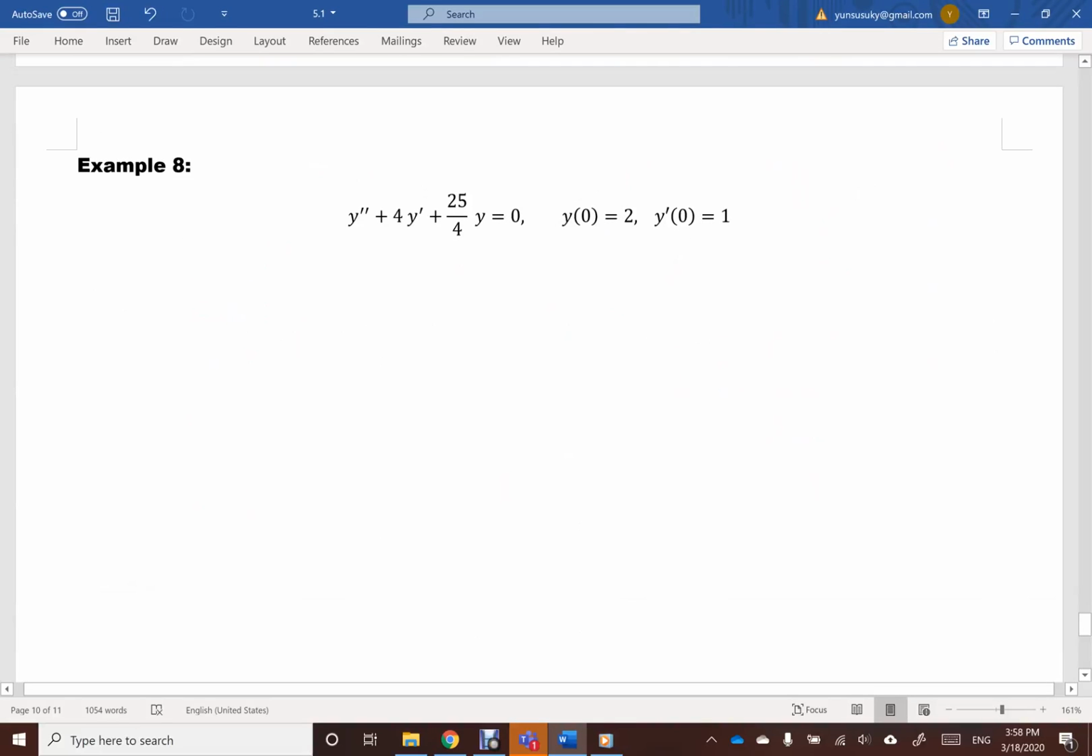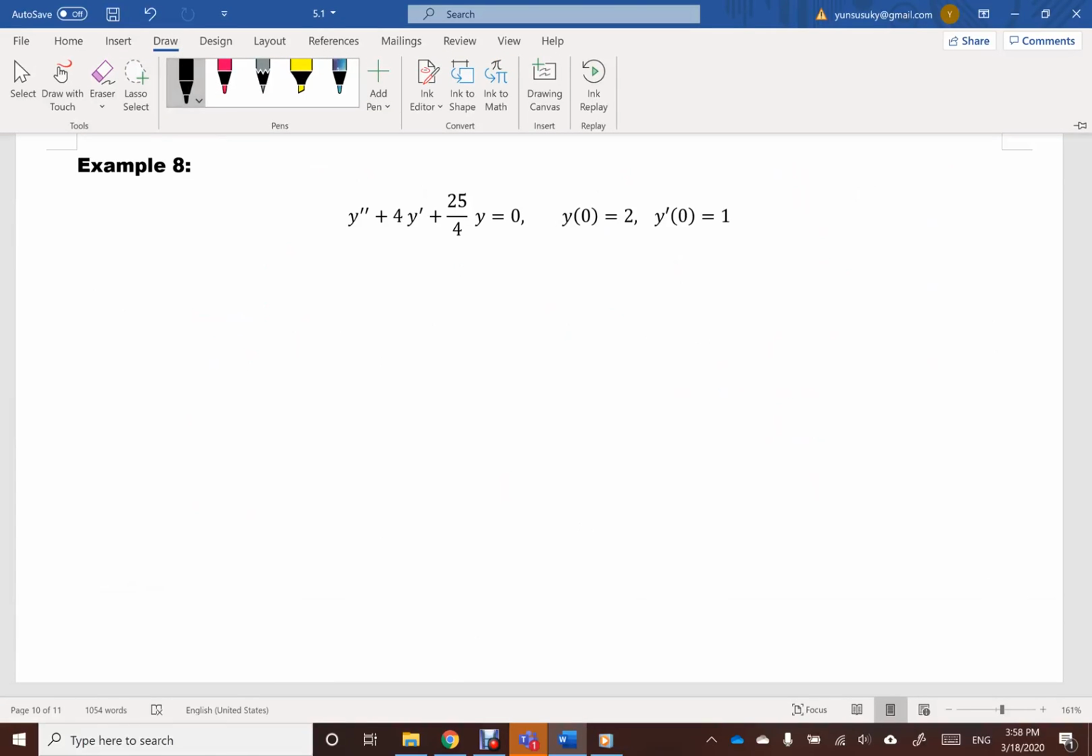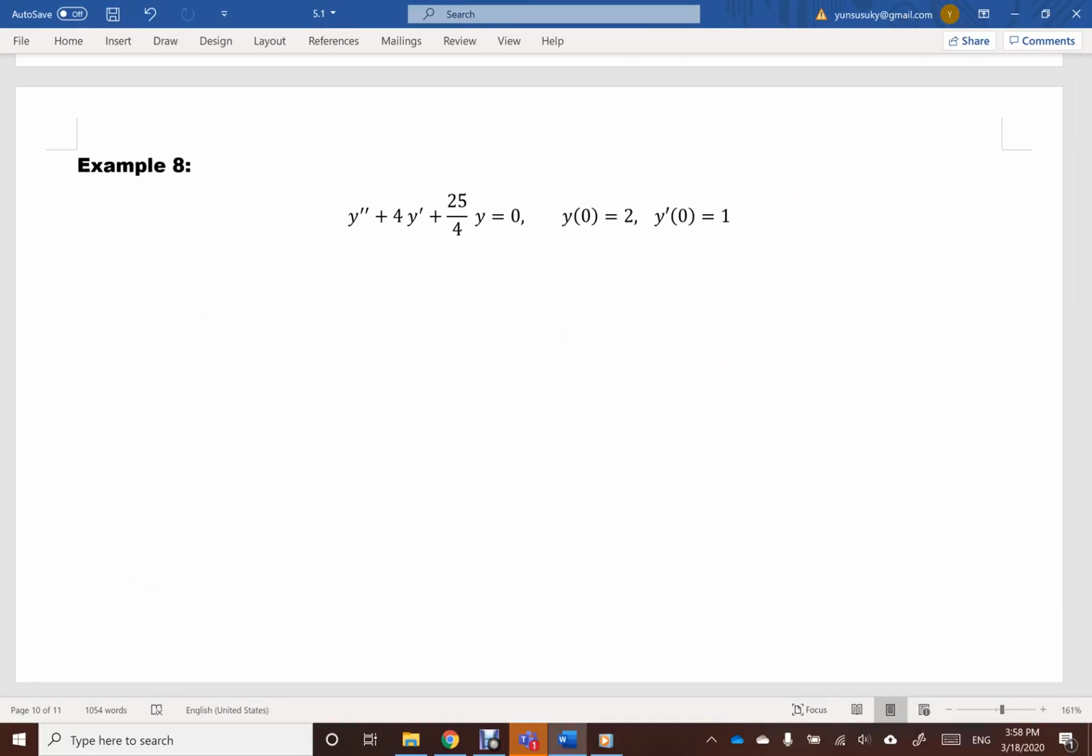Okay, let's compute this example. Alright, let me get my black color here. Okay, so first of all, I don't want to see the fraction. Maybe it's okay to leave it as a fraction because for complex roots, we're not going to factor it into the product of two linear factors. We're going to use the quadratic formula anyway. So first of all, the characteristic equation.